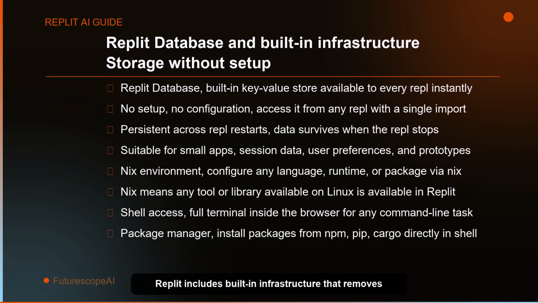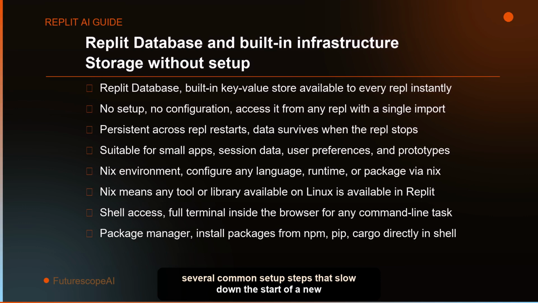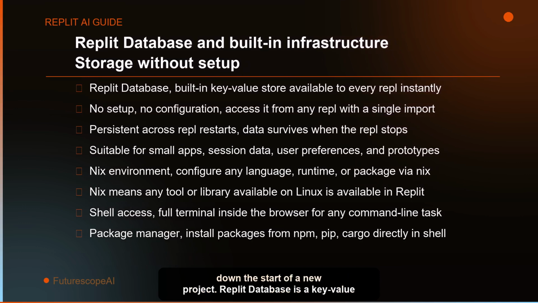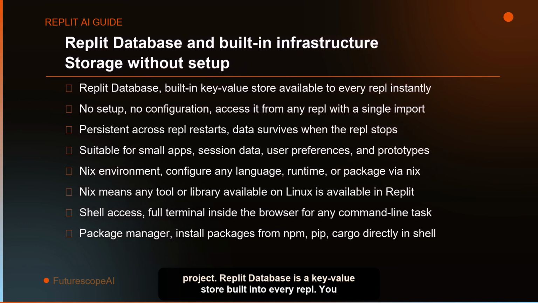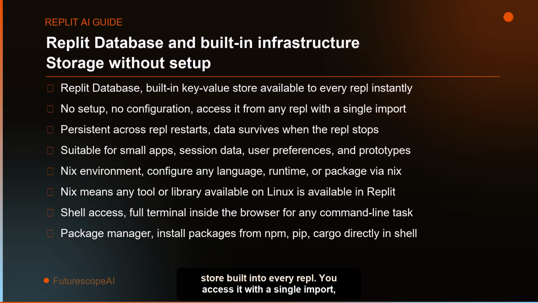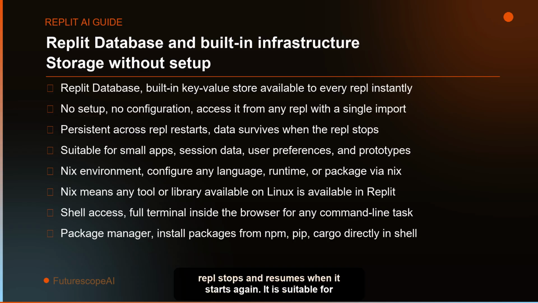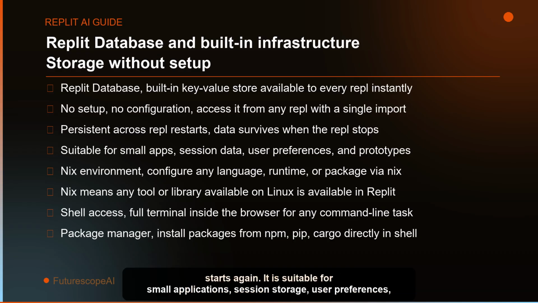Replit includes built-in infrastructure that removes several common setup steps that slow down the start of a new project. Replit database is a key value store built into every repl. You access it with a single import, no configuration, no connection string, no external service. Data persists across repl restarts, so it survives when the repl stops and resumes when it starts again. It is suitable for small applications, session storage, user preferences, and prototype data before you connect a proper database.